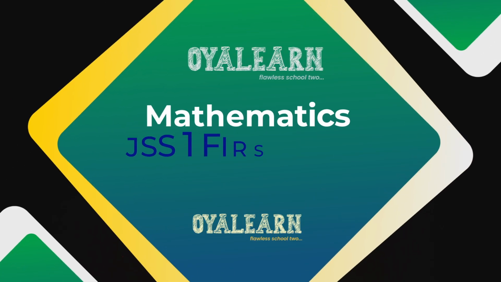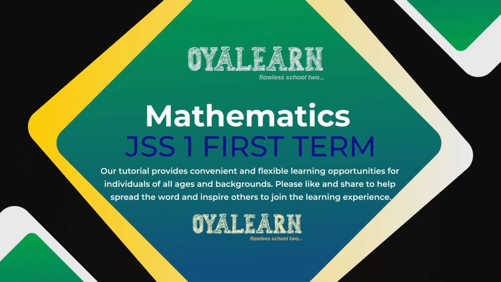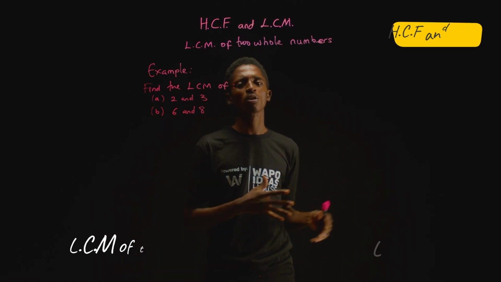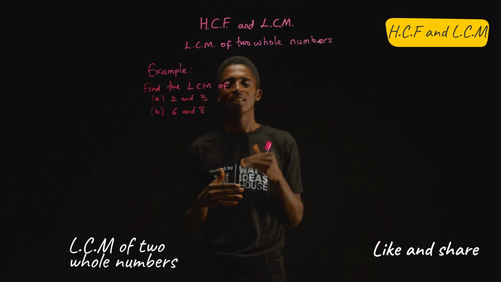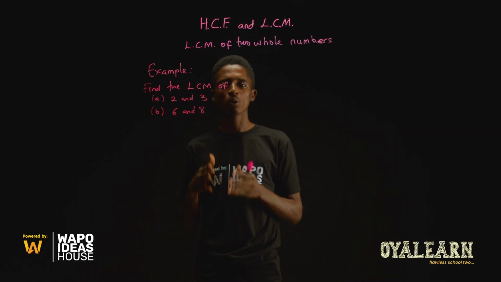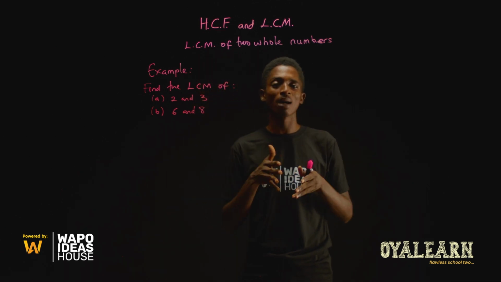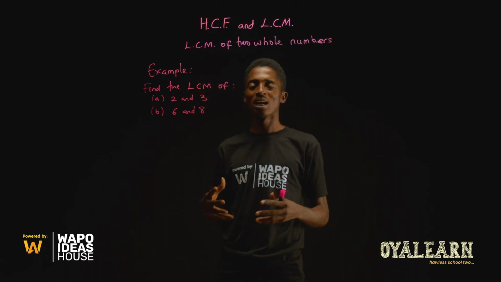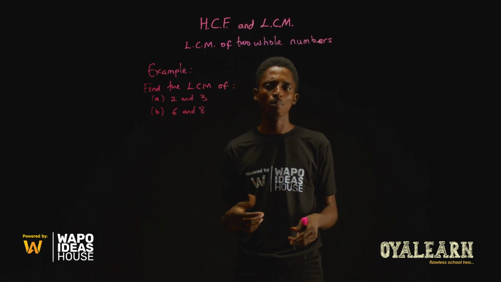Earlier, we learned how to find the LCM of numbers by listing their multiples and then finding the one they have in common. And then we saw that the first number they have in common amongst their multiples is known as the lowest common multiple.